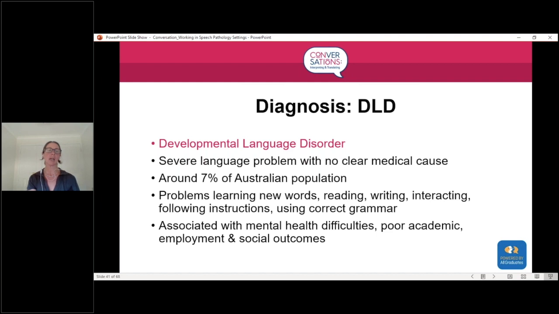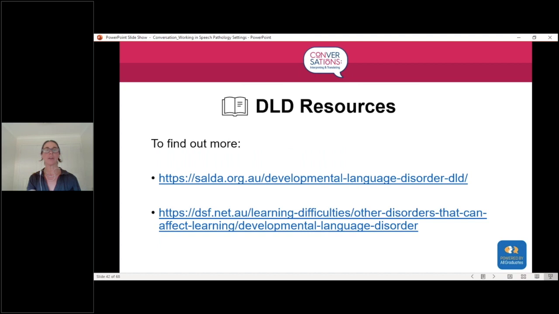It's essentially where a child has difficulty acquiring a language, learning new words, reading, writing, following instructions. It's very complex, and I've put some resources there. I don't know the figures exactly, but statistically, it's something like at least one child in every classroom would have developmental language disorder. It does require a diagnosis, though, and the diagnostic process is quite long.